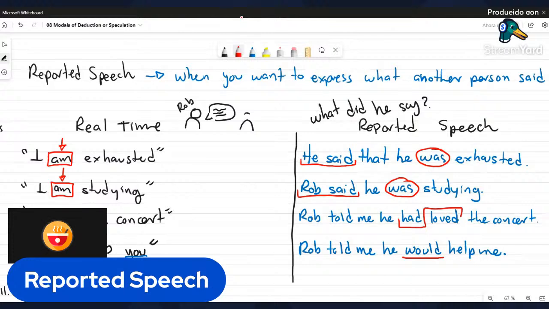Yes. Basically, that's reported speech, right? Let's suppose Rob told me to call him, right? Let's suppose Rob was telling me, he said, call me after the concert. Call me. Let's suppose Rob was in the Coldplay concert. Call me after.